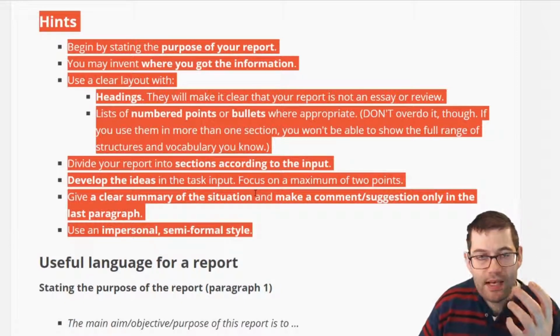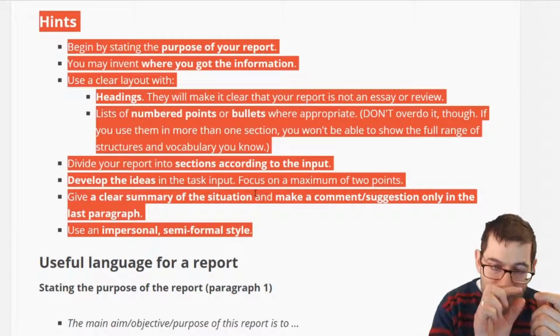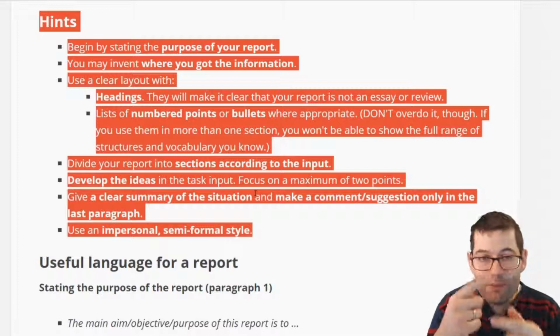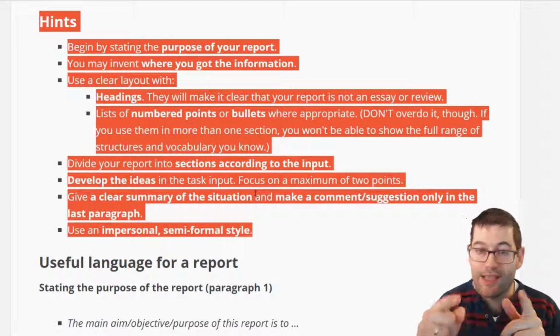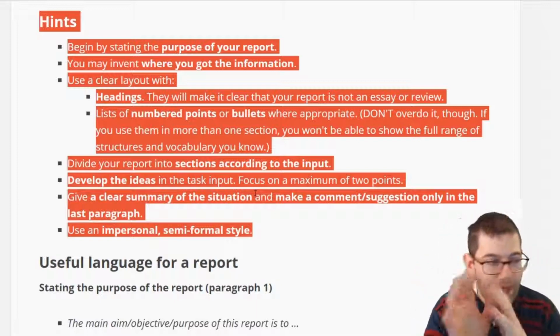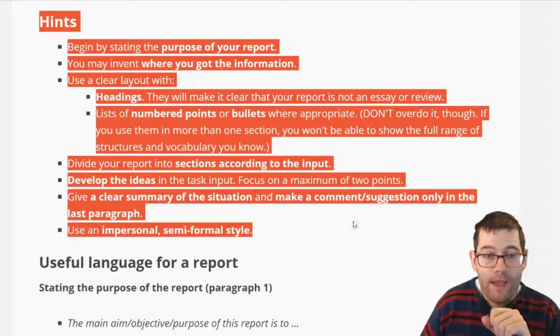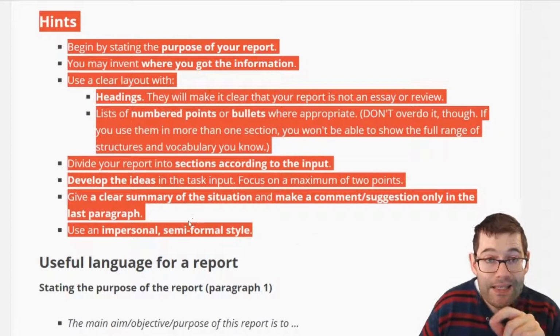Develop the ideas and the task input, and this goes back to the underlining. Underline the part, be aware of what you've got to write about, and develop those ideas. In other words, stay on point. Don't go off on tangents talking about different things that you want to talk about. Make sure you're answering the question. Give a clear summary of the situation and make a comment or suggestion only in the last paragraph.